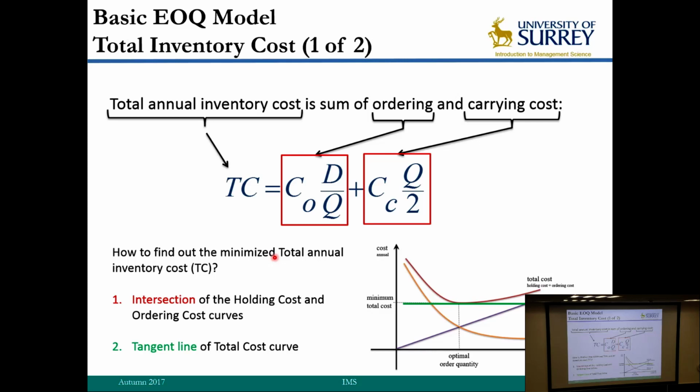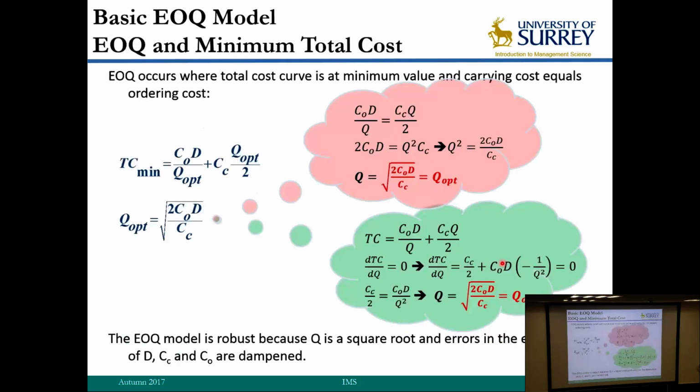For the tangent line, that's slightly more difficult. We're going to find the first derivative of the total cost with respect to Q and set it to 0. The first derivative is basically the tangent line, but we set it to 0, which means it's the horizontal line. So the intersection basically equals the tangent line touching point. And this is the final result.